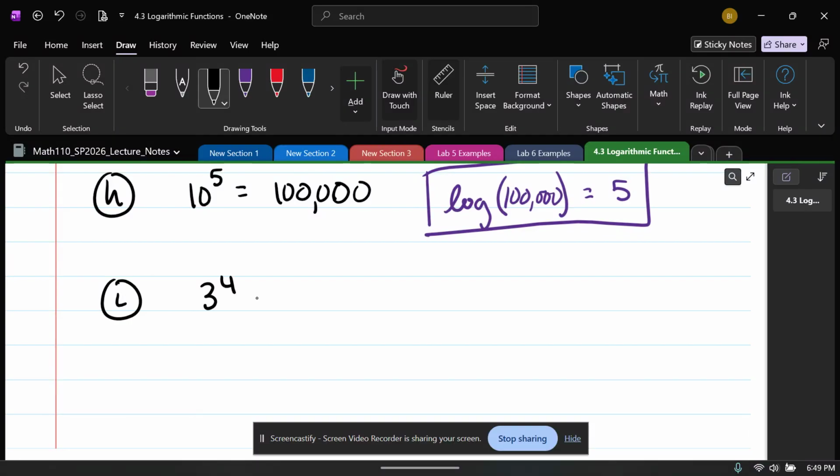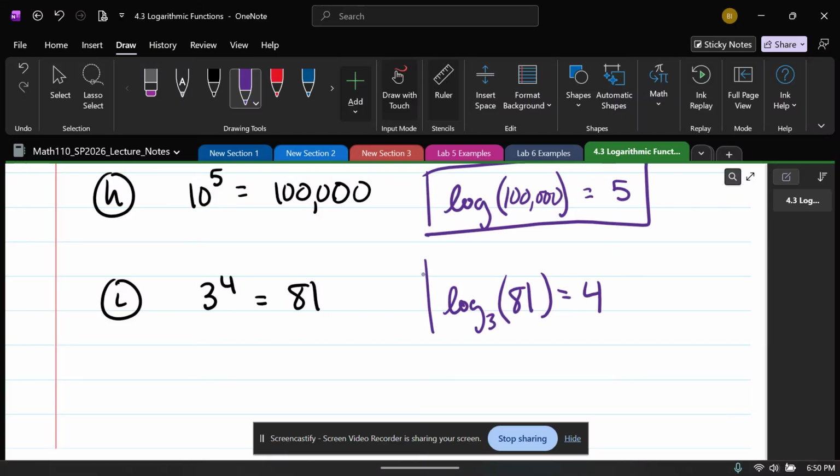3 to the 4th equals 81. Let's rewrite that in logarithmic form. Log base what? Of equals, boom. Una más.